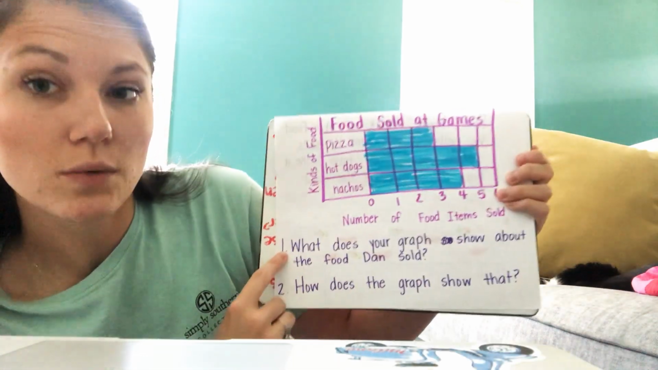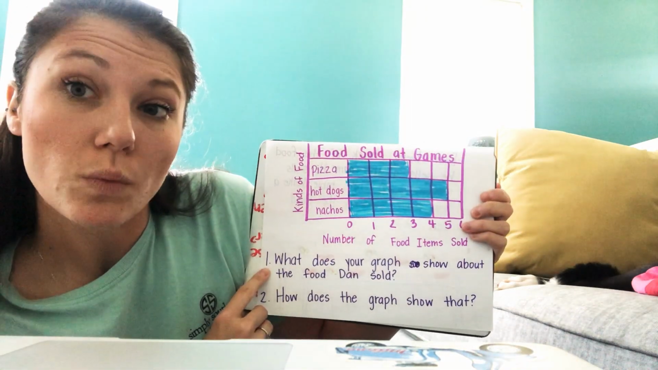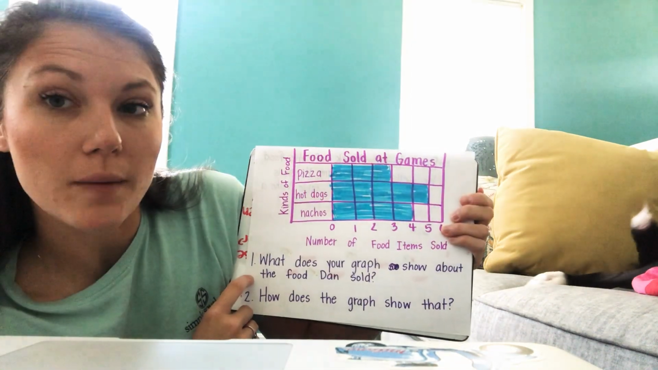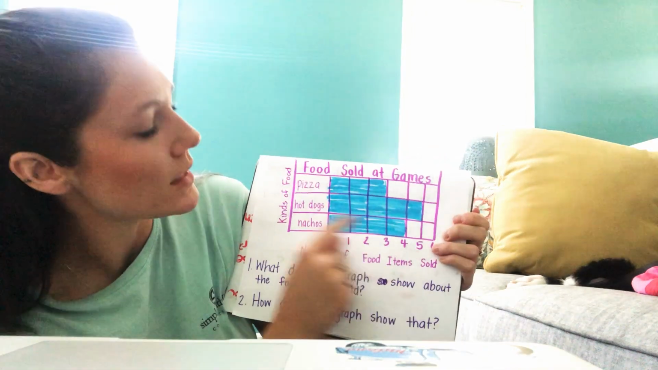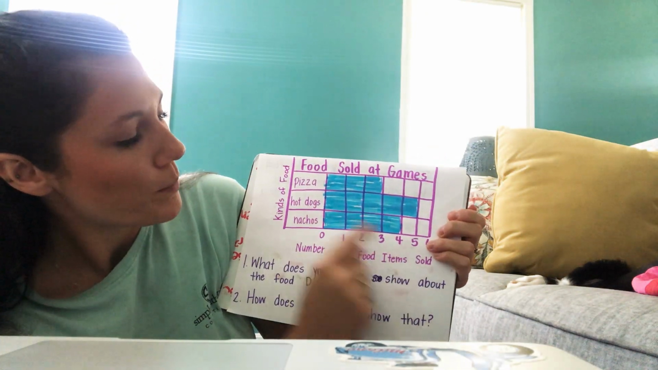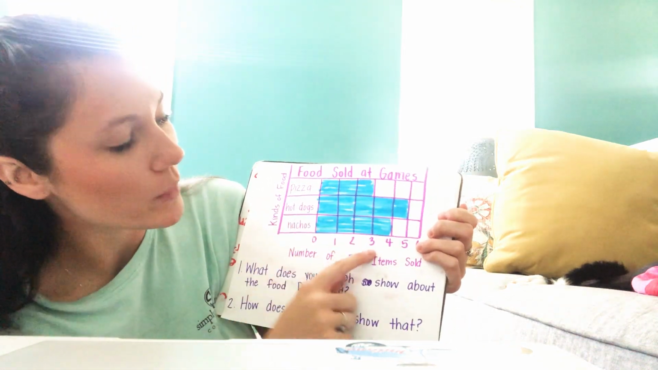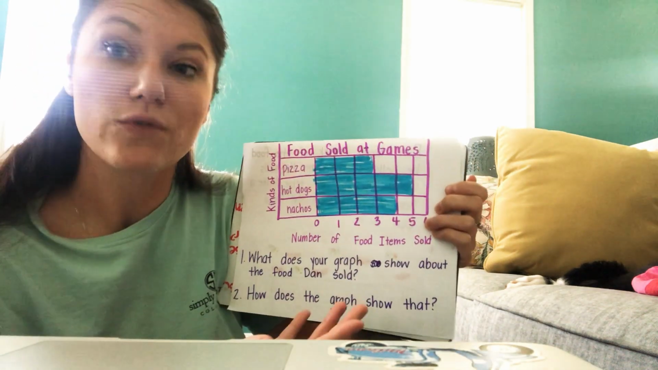Question 1 says, what does your graph show about the food Dan sold? So what does it show? Well, we can just look at the graph and we can see how many items he sold. We can count that up, right? We can say he had 5 hot dogs plus 4 nachos. What is 5 plus 4? 9. And then we can add the pizza, and there were 3 pieces of pizza. So we can have 9, 10, 11, 12. So the graph is showing us how much food Dan sold. He sold 12 things of food.